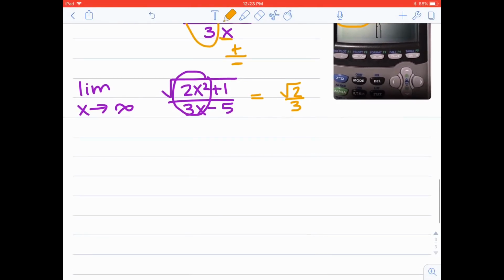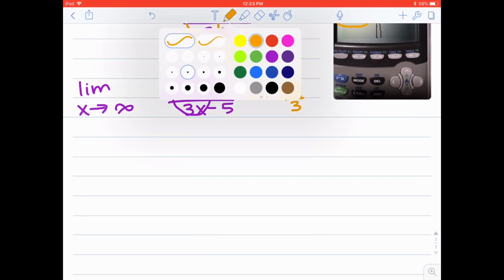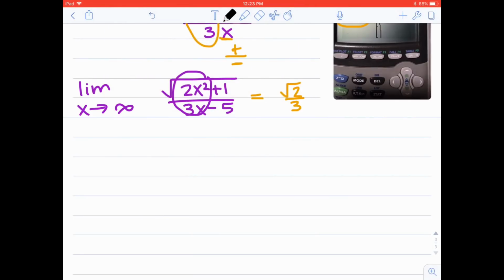Alright, so next we're going to look at vertical asymptotes instead of horizontal asymptotes and just see how things are going to be a little bit different there.